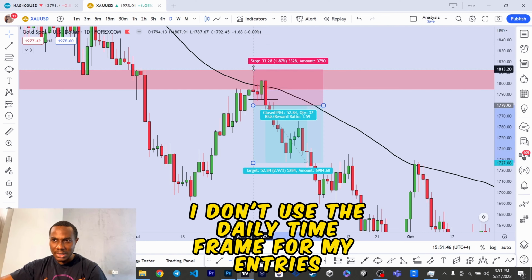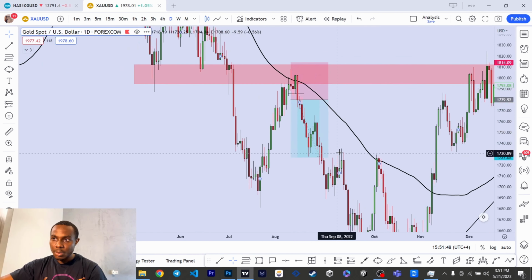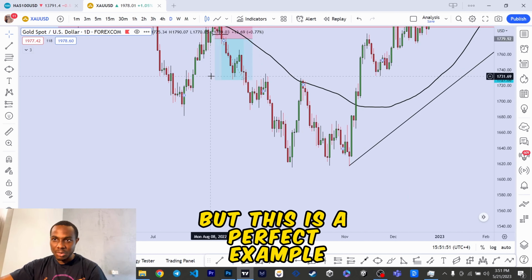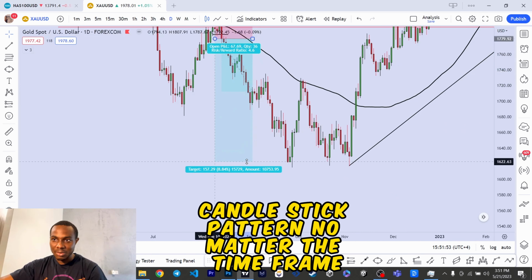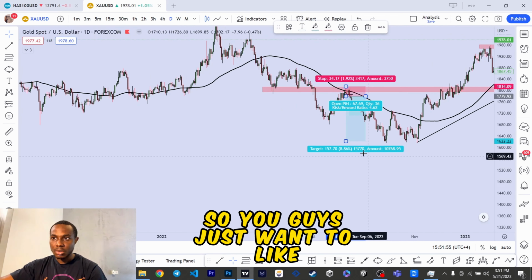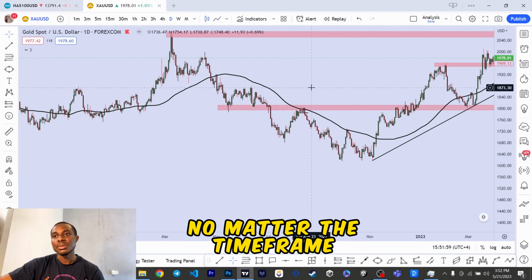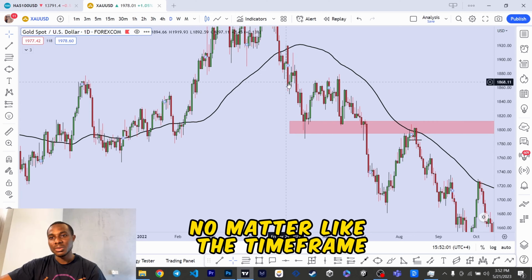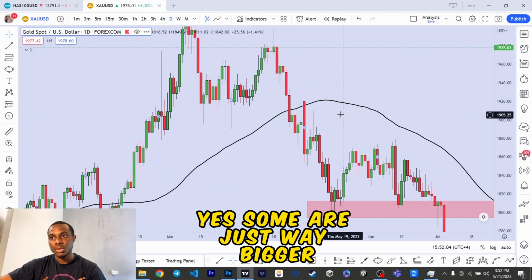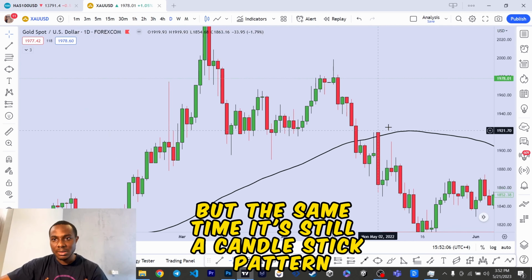I don't use the daily time frame for my entries, but this is a perfect example because a candlestick pattern is still a candlestick pattern no matter the time frame. That's just one thing that people don't really understand. No matter the time frame, a candlestick pattern is always a candlestick pattern. Yes, some are just way bigger, but at the same time, it's still a candlestick pattern.